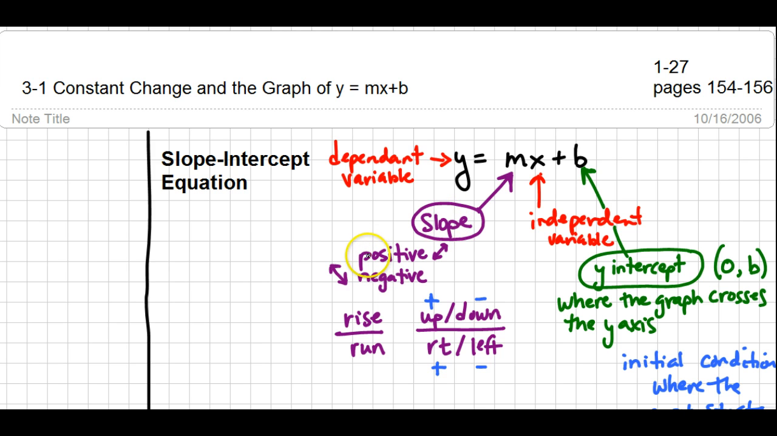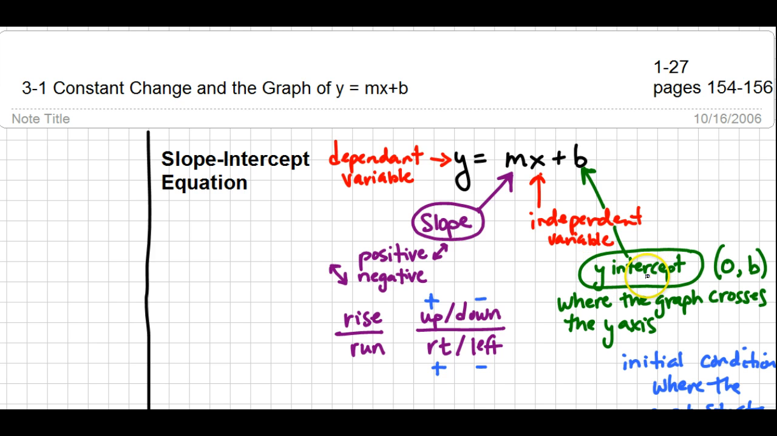Remember that the slope, if it's a positive slope, will be graphed as a line going up from left to right. The slope, if it's negative, will be the graph of a line going down from left to right. The x is the independent variable, and the y is the dependent variable. The b value, the number that doesn't have a variable next to it, is the y-intercept.